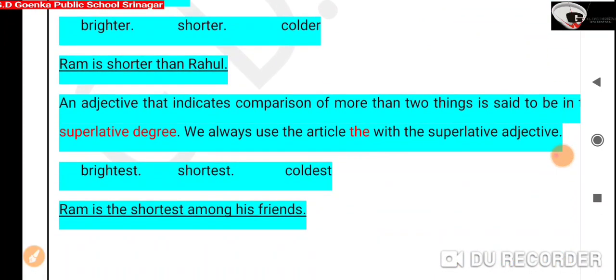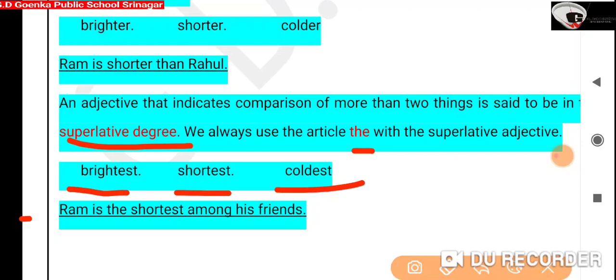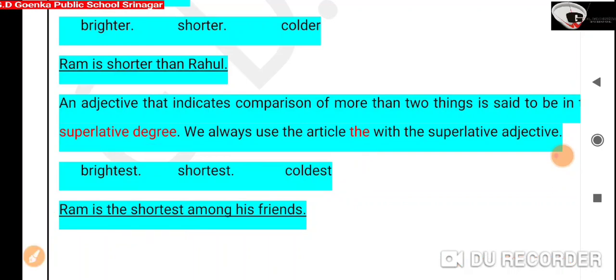The third category we have is where an adjective that indicates comparison of more than two things is said to be in superlative degree. And we always use the article the with the superlative adjective. So when there is comparison of more than two things, it is said to be in superlative degree. For example, brightest, shortest, coldest. Look at this sentence. Ram is the shortest among his friends. Here we're using the superlative degree of short, the shortest, as we're comparing Ram with his friends. Ram is the shortest among his friends. So these are the three categories for comparison.